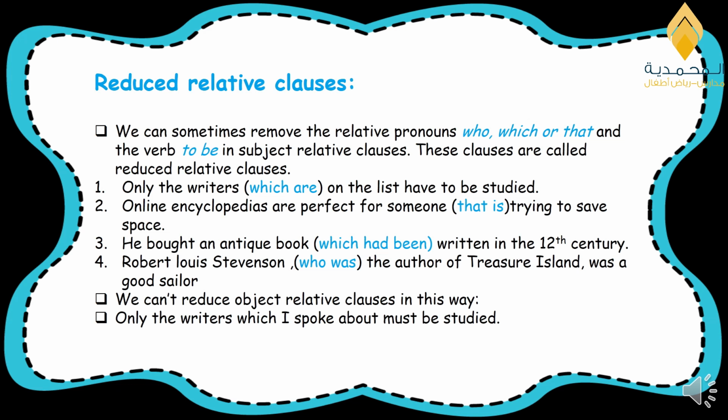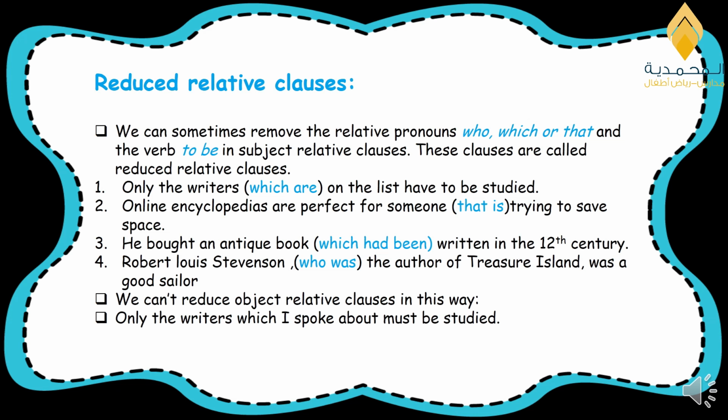Reduced relative clauses. What are reduced relative clauses? We can sometimes remove the relative pronouns who, which, or that, and the verb to be in subject relative clauses. These clauses are called reduced relative clauses. So, when can I use them? In subject relative clauses. What do I have to do? I can remove who, which, that, plus the verb to be. Then I will have a reduced relative clause. Okay? Let's see the examples.